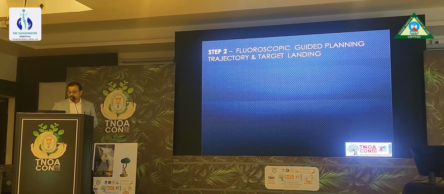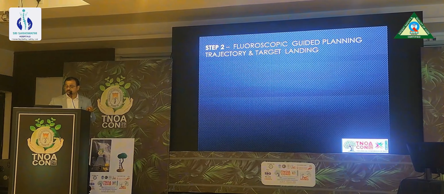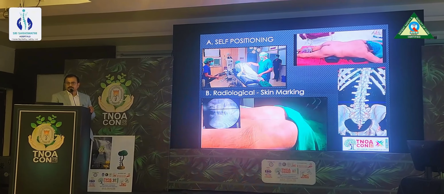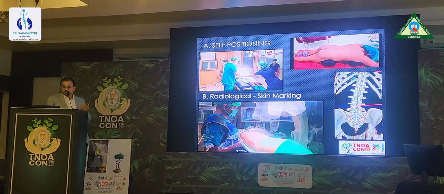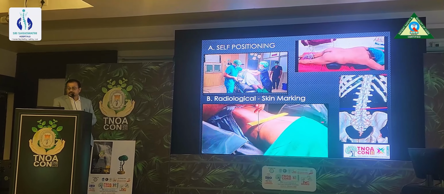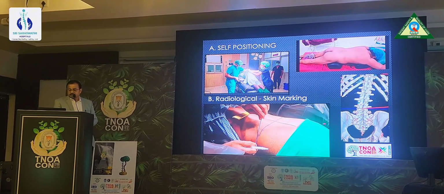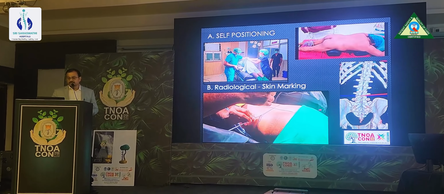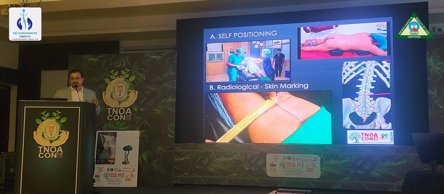In step 2 proper, you have to fluoroscopically guide your trajectory and then plan for the landing. So before starting, we have to counsel the patient properly so that the patient will be very comfortable, and then the patient can be self-positioned to give good confidence and more comfort. And then we go for radiological skin marking, where we mark the disc level using C-arm. A transverse line and a vertical line are drawn. Along with that, the lateral obliquity of the disc can be decided to see our depth and direction of the entry.